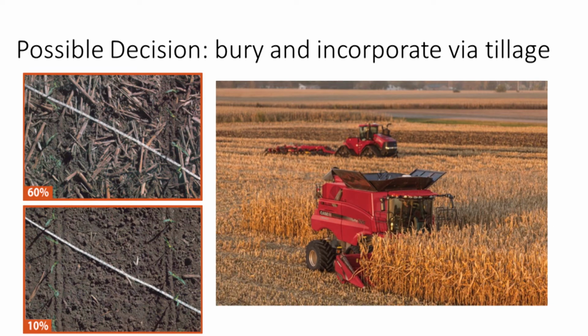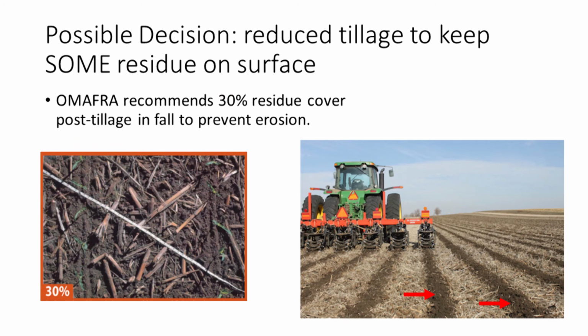Now, a farmer can choose to do what you would call reduced or a more secondary kind of tillage, where they're not just fully burying and incorporating the residue, but they're trying to aim for around 30% residue cover after harvest. That's what OMAFRA recommends. And if you remember back to that earlier slide, 30% residue cover gives you an over 50% reduction in erosion over winter compared to bare soil. So while 60% residue cover is great, 30% is still very, very good.